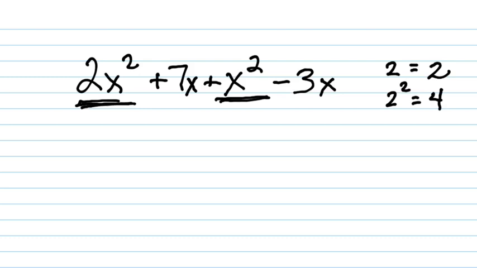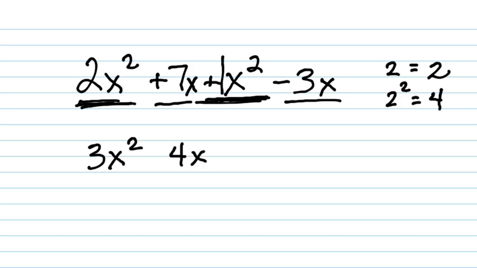So what's 2x squareds plus, how many x squareds do I have here? One of them. So what's 2 of them plus 1 of them going to make? 3x squareds, or 3x to the second power, however you'd like to say it. Good. Now I have positive 7x's, and here are negative 3x's. So what are 7x's minus 3x's going to make? 4x's, right.